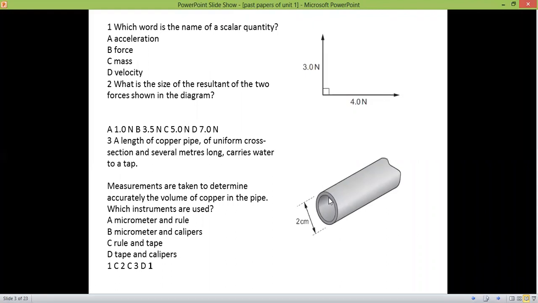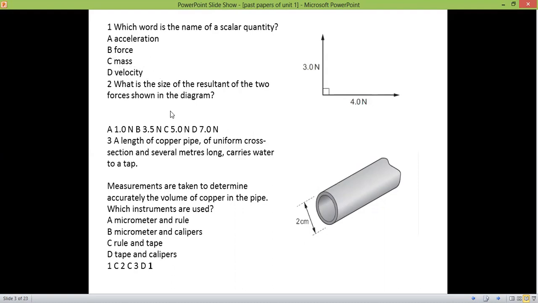First question is, which word is the name of a scalar quantity? Keep this in mind. Scalar quantity is described by only magnitude. Vectors are described by both magnitude and direction. So C is the correct answer. Mass is the scalar quantity. All the rest are vector quantities.